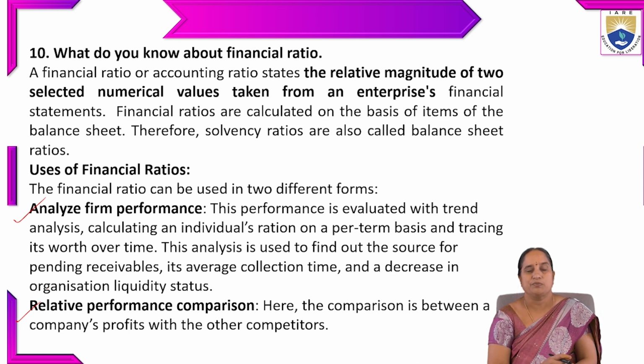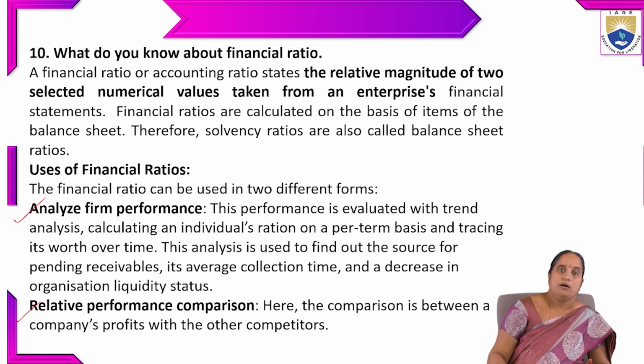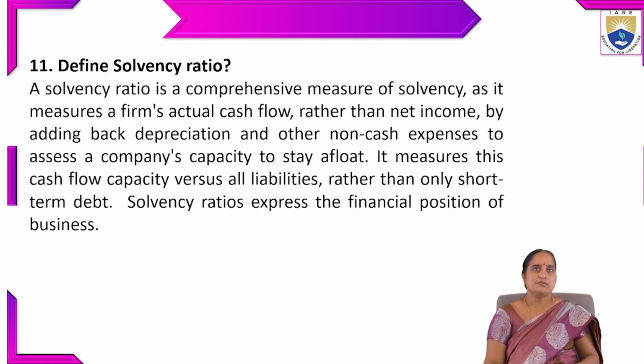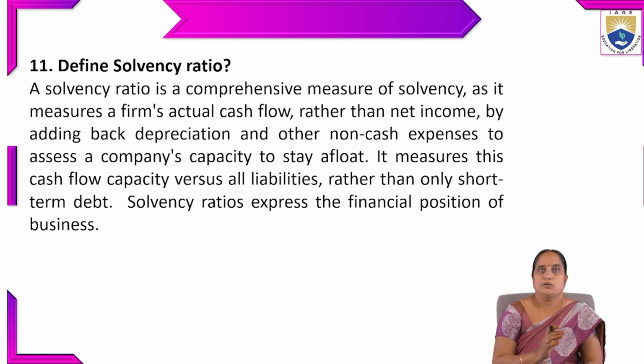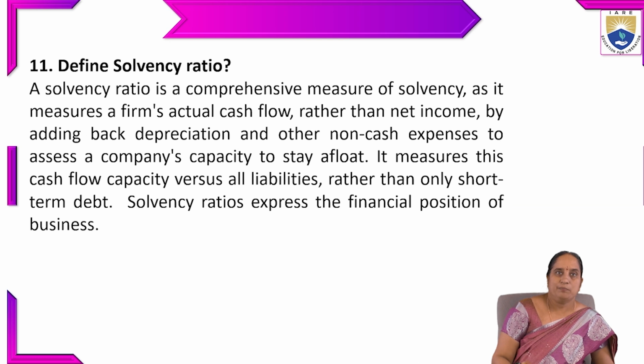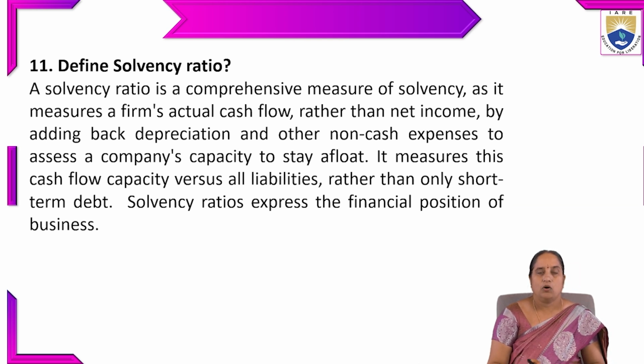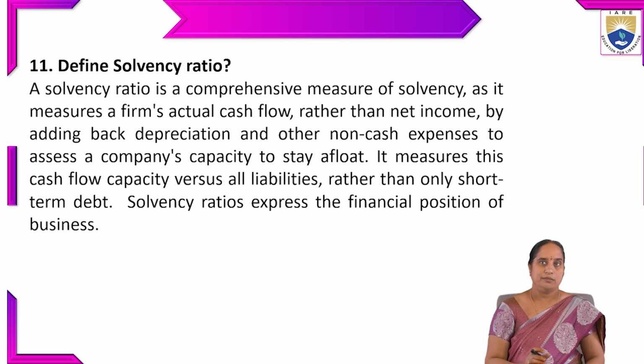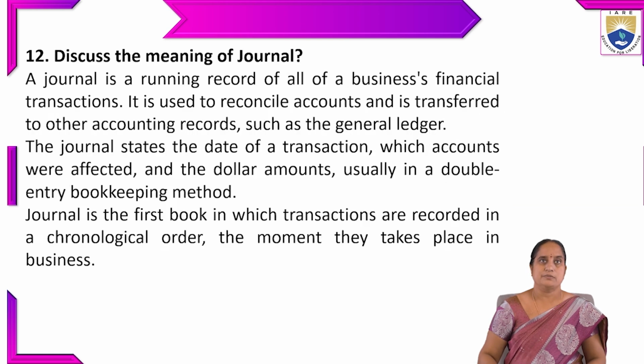So, here the comparison is between a company's profits with the other competitors. The next, define solvency ratio. A solvency ratio is a comprehensive measure of solvency as it measures a firm's actual cash flow rather than net income by adding back depreciation and other non-cash expenses to assess a company's capacity to stay afloat. It measures this cash flow capacity versus all liabilities rather than only short term debt. So, solvency ratios express the financial position of a business.